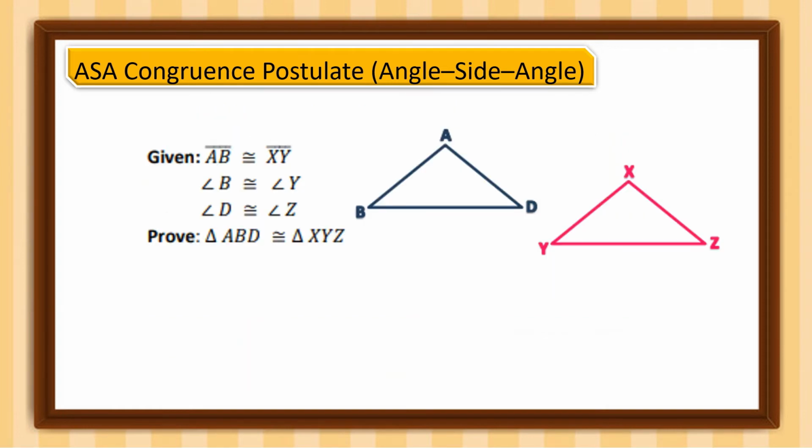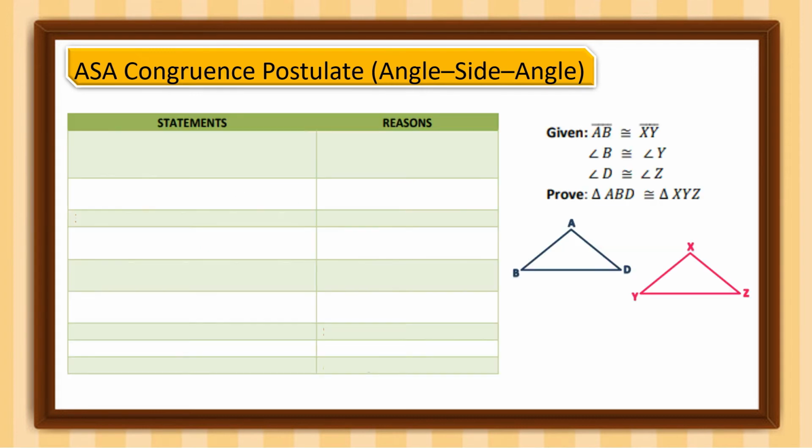Now another example. Let us prove that triangle ABD is congruent to triangle XYZ with the given: segment AB is congruent to segment XY, angle B is congruent to angle Y, angle D is congruent to angle Z. So first, we have segment AB is congruent to segment XY, angle B is congruent to angle Y, and angle D is congruent to angle Z, and it is given.